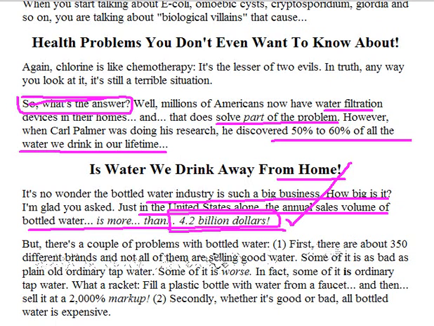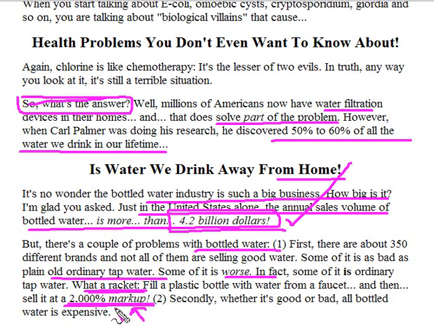Okay, but there are a couple of problems with bottled water. Surprise, surprise. First, there are about 350 different brands. Not all of them are selling good water. Some of it is as bad as plain old ordinary water. Some of it is even worse. In fact, some of it is ordinary tap water. And they're running a racket. You fill a plastic bottle with water from a faucet and then sell it for a 2,000% markup. Again, he's showing you how the bottled water companies could be ripping off people.